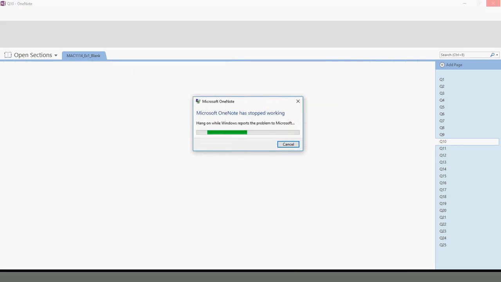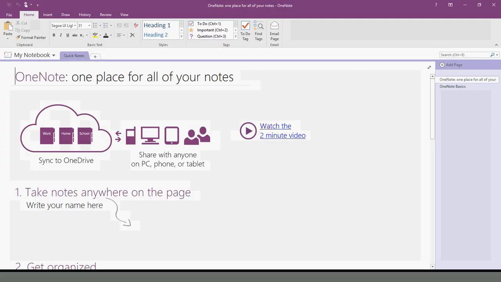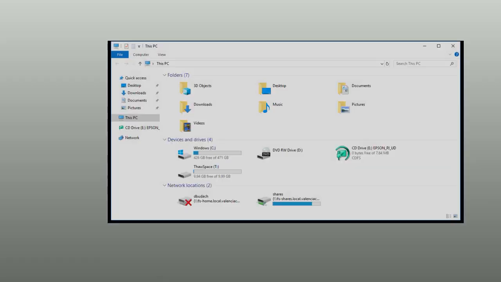Uh-oh. One notebook has stopped working. Hang on a moment. One notebook is restarting. So give me just a second. We'll get back up and running.